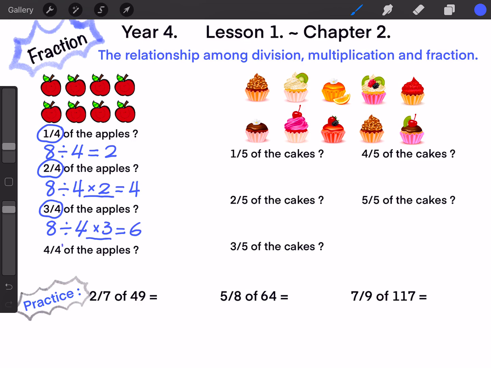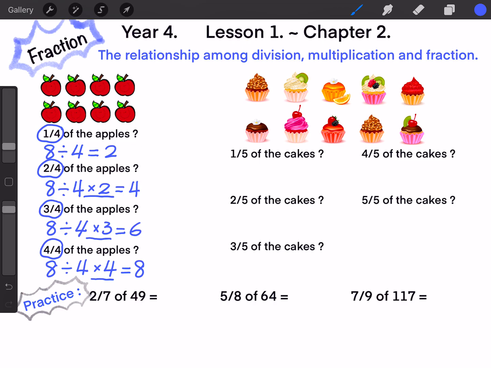Last one, 4/4 of the apples. 4/4 means we divide 8 apples into 4 equal groups, and then totally 4 groups have 2 times 4 equals 8 apples. So 4/4 of the apples actually equals all 8 apples.